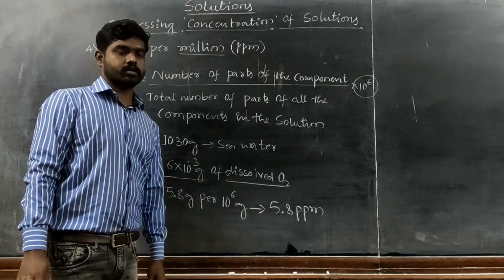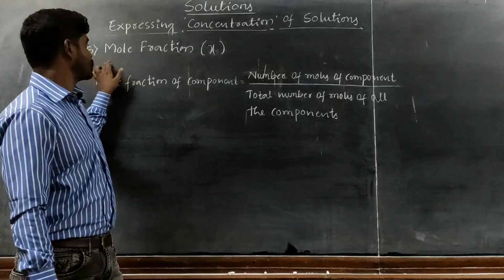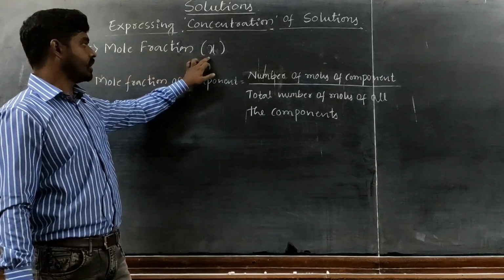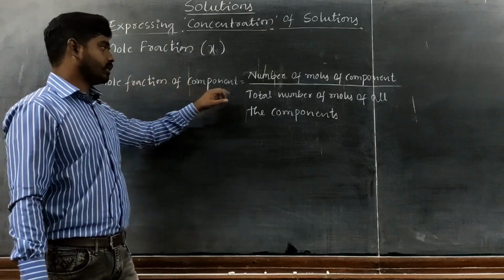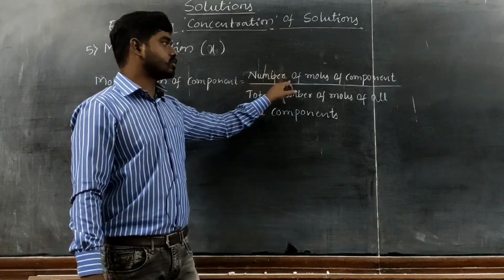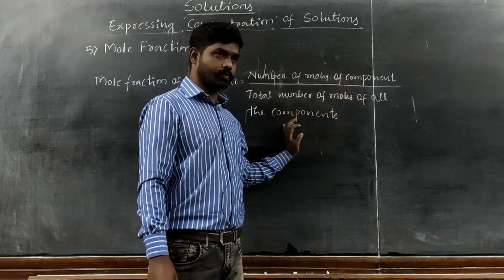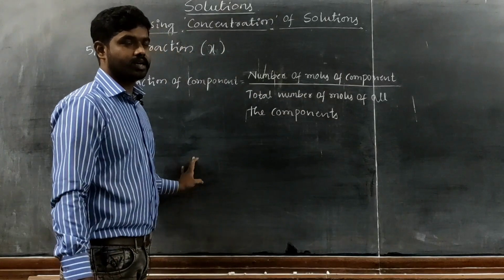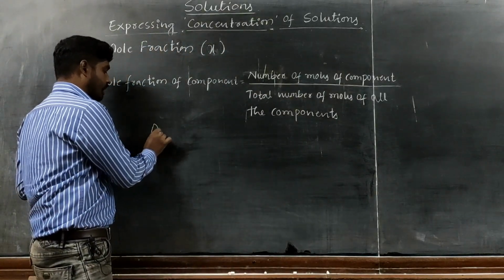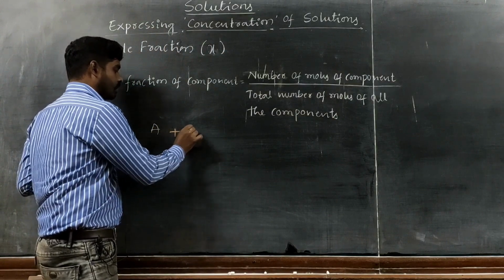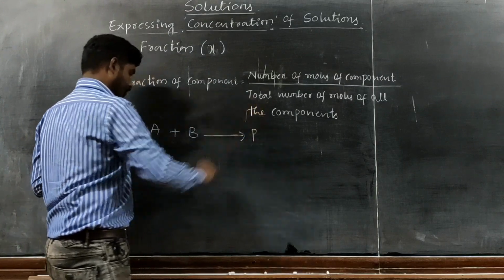The fifth one is mole fraction. It is usually denoted by xi. So mole fraction of the component is equal to the number of moles of component divided by total number of moles of all the components. For example, if I consider a binary solution. Binary solution means that we consider two components, component A and component B.